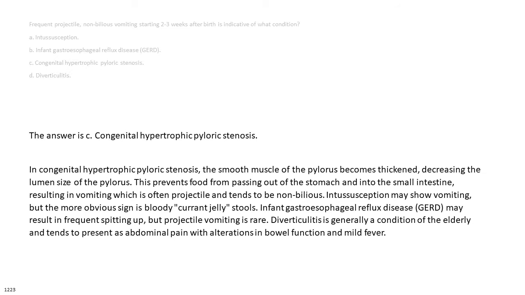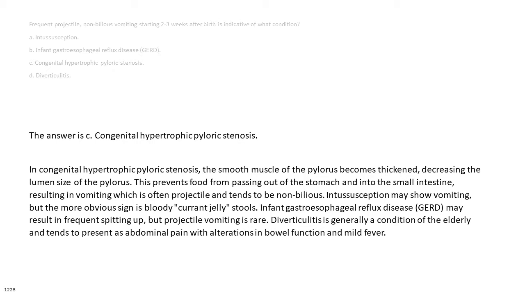The answer is C. Congenital hypertrophic pyloric stenosis. In congenital hypertrophic pyloric stenosis, the smooth muscle of the pylorus becomes thickened, decreasing the lumen size of the pylorus. This prevents food from passing out of the stomach and into the small intestine, resulting in vomiting, which is often projectile and tends to be non-bilious.